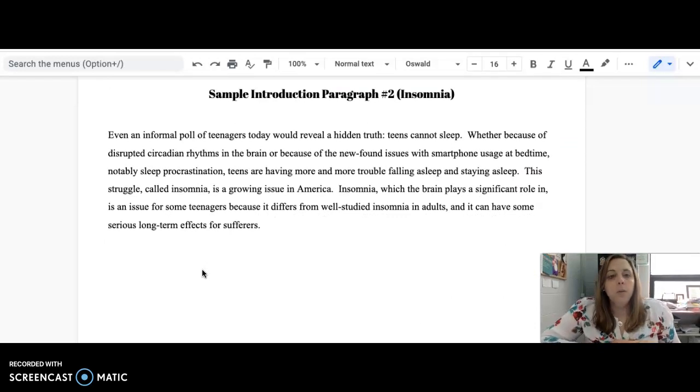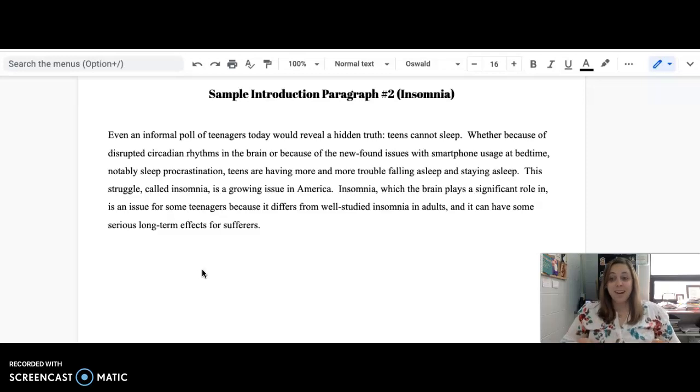So even an informal poll of teenagers today would reveal a hidden truth. Teens cannot sleep. Whether because of disrupted circadian rhythms in the brain or because of the newfound issues with smartphone usage at bedtime, notably sleep procrastination, teens are having more and more trouble falling asleep and staying asleep. This struggle, called insomnia, is a growing issue in America. Insomnia, which the brain plays a significant role in, is an issue for some teenagers because it differs from well-studied insomnia in adults, and it can have some serious long-term effects for sufferers.